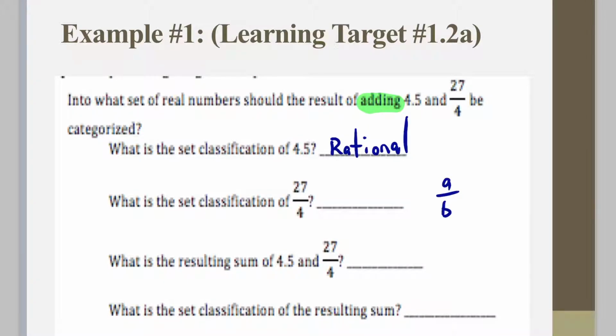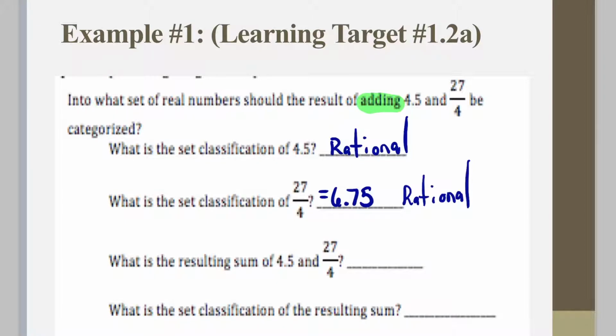So what we have to do is look, is 27 an integer? Yes. Is 4 an integer? Yes. So we have an integer divided by an integer. So if we convert that to a decimal by taking 27 and dividing it by 4, that is equal to 6.75. Now we can answer the question of what set classification is 27/4. Well, written in decimal form it is 6.75. 6.75 is a terminating decimal. Therefore, we can say that 27/4 is also a rational number.